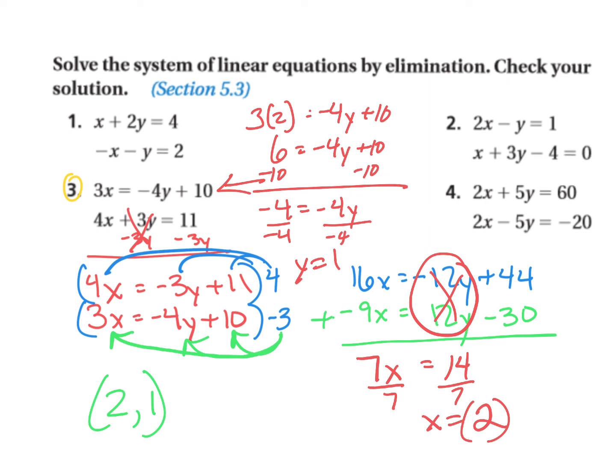And again, to go back in, this one equals 6. Negative 4 times 1 is negative 4 plus 10. That would give us 6. 4 times 2 is 8. 3 times 1 is 3. 8 plus 3 gives us 11. So we did it correctly.